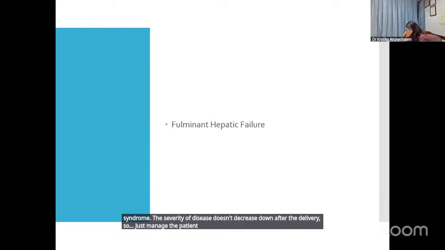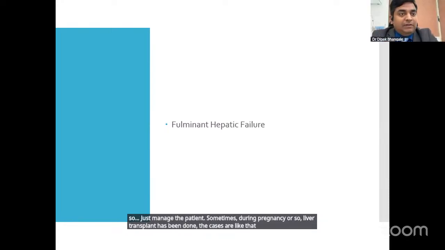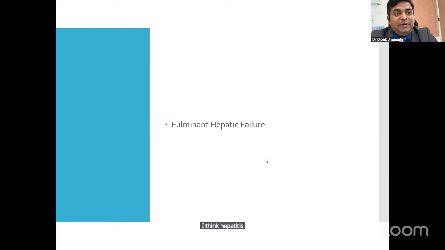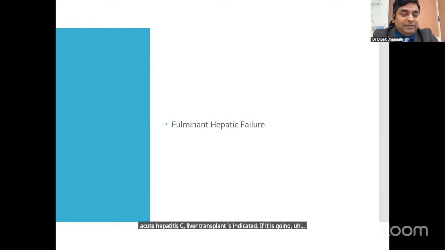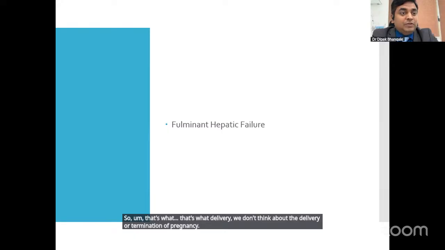Sometimes, during pregnancy, liver transplant has also been done. There are cases like that. I think Dr. Amaya will be aware of that. In fulminant acute hepatitis E, liver transplant is indicated if the patient is deteriorating. We don't think about delivery or termination of pregnancy just to improve the patient.